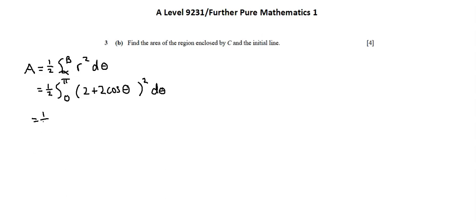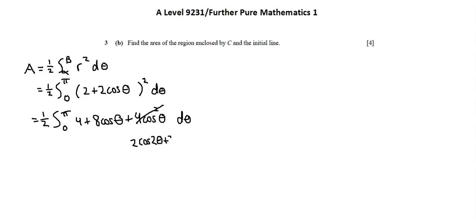Expanding, we have 1/2 of the integral from 0 to pi, 4 plus 8 cosine theta plus 4 cosine squared theta with respect to theta. I'm going to use a trigonometric identity to replace the quadratic term for cosine squared theta with a linear term, using the identity from the formula booklet and some algebra. This becomes 2 cosine 2 theta plus 2.